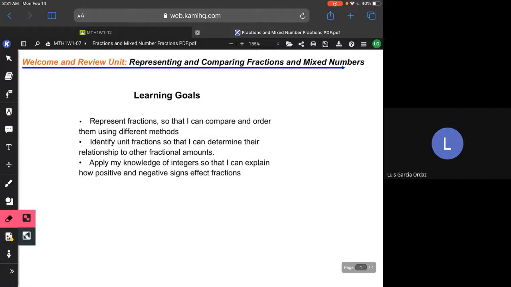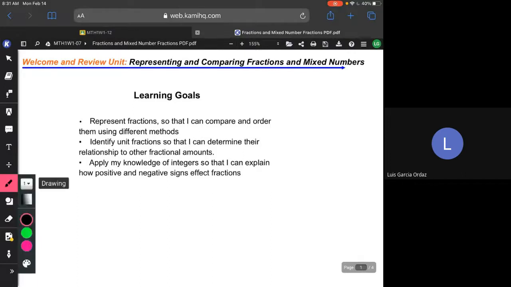So for comparing fractions and mixed numbers, we want to represent fractions so that we can compare and order them using different methods. Identify unit fractions so that you can determine the relationship with other fractional amounts. And apply my knowledge of integers so that I can explain how positive and negative signs affect fractions.